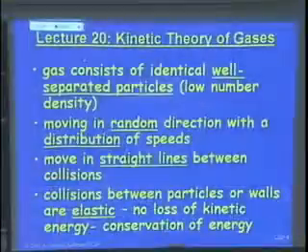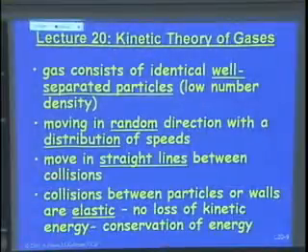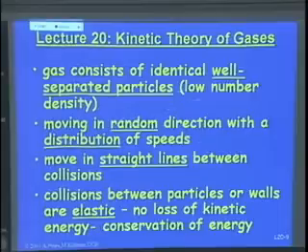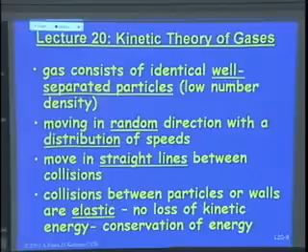So we have talked about the kinetic gas theory, and I'm doing a little review now. A little review means that I speak at 100 miles an hour. In the kinetic theory of gases, we have seen that ideal gases consist of identical, well-separated particles. So they are not very many compared to a solid, for example. There's lots of room. They don't see each other as much. They move in random directions with a distribution of speeds. They move in straight lines between collisions, and the collisions between the particles or walls are elastic. That means there's no loss of kinetic energy. So the energy is always conserved in this case.